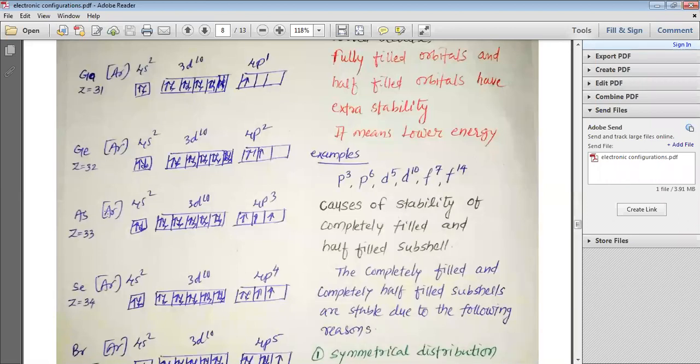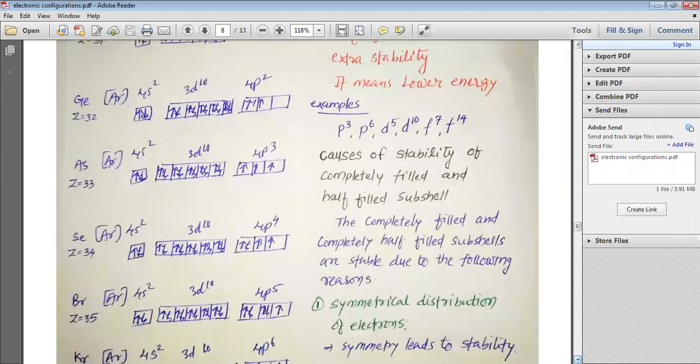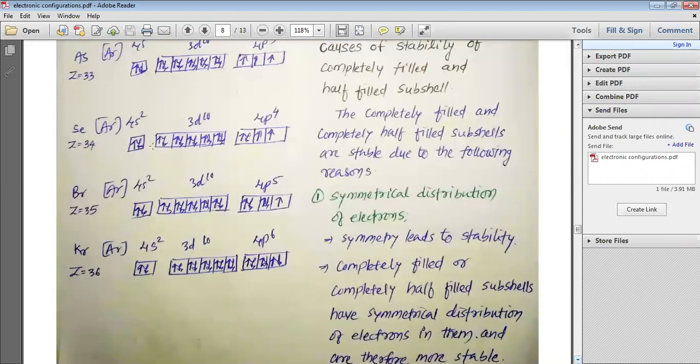Then we have arsenic, where we have argon 4s2, 3d10, 4p3. All three electrons are filled with the same spin, and then the pairing starts. That is selenium, Z is equal to 34, argon 4s2, 3d10, 4p4. So the first orbital is paired. Bromine, Z is equal to 35, argon 4s2, 3d10, 4p5.